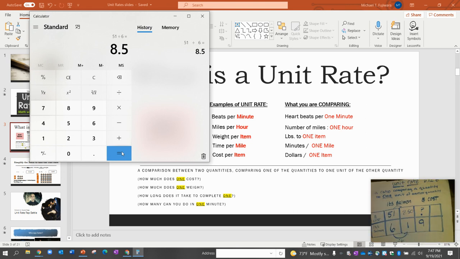So now knowing that it's $8.50 for 1 pound, can we find out how much it is for 9 pounds? We would multiply by 9. So I'll take the $8.50, multiply it by 9, and I end up with $76.50.